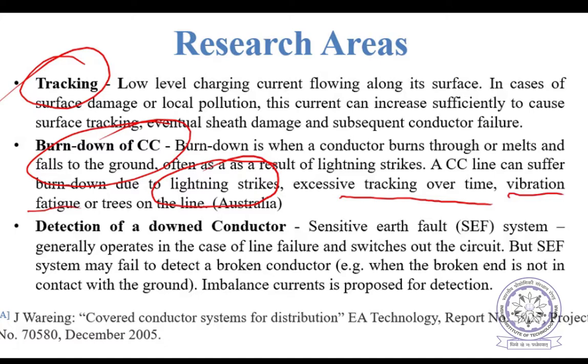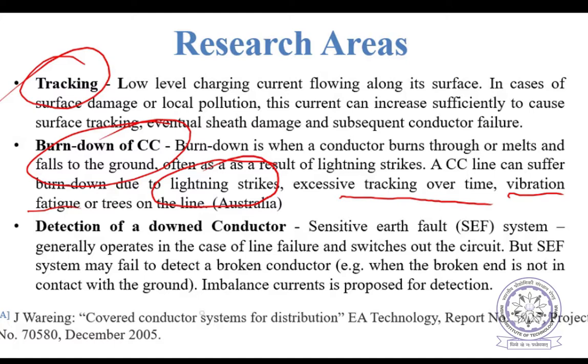And detection of a downed conductor. This is another thing. When a covered conductor falls on the earth, the entire voltage will be across the covered conductor insulation only. So it will not cause any earth fault unless the broken conductor is touching the ground. If it is not touching the ground, there will be no fault. So how to sense this? This is actually a difficulty.